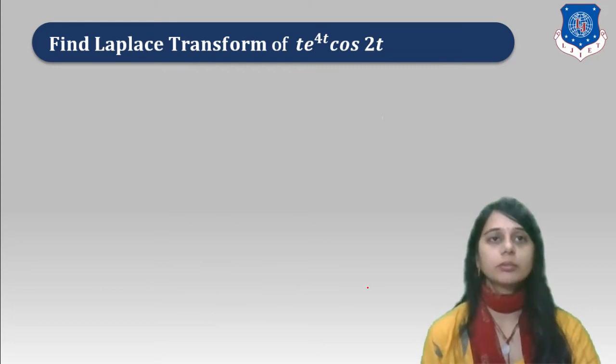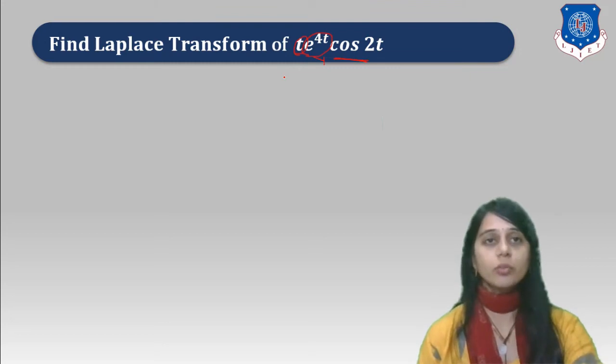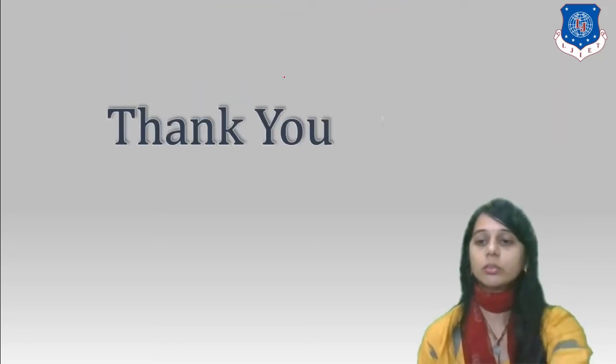Next example, find the Laplace transform of e raised to 4t, t cos 2t. Now see, in this example you have three types of formula. First is the normal Laplace transform. After e raised to 4t is multiplied, that's why we are applying the first shifting theorem. And after that, due to t multiplication, we have to apply the differentiation rule compulsorily. So we have to follow the order.